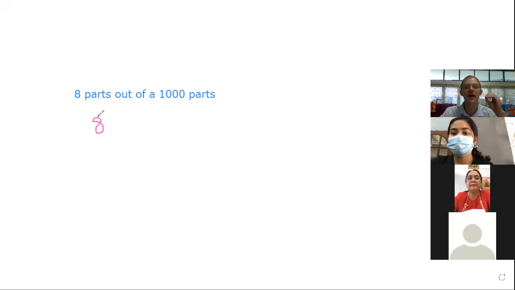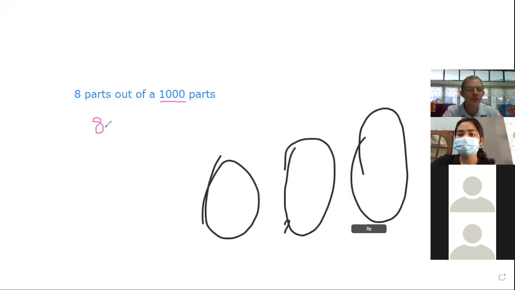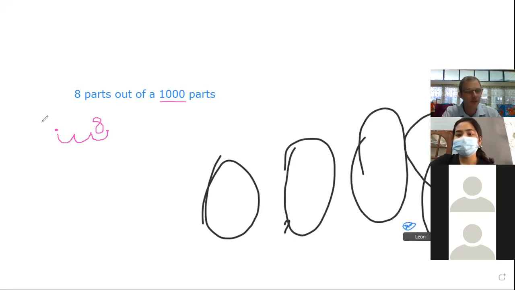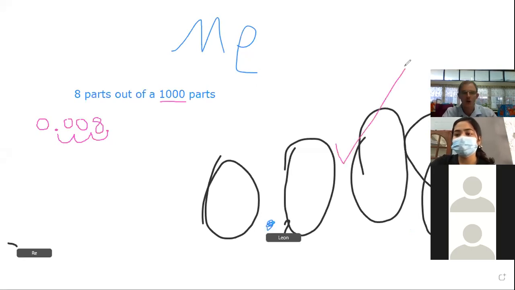How many zeros does 1,000 have? Who can tell me? Anyone? How many zeros? 3. Yes, very good. It has 3 zeros. So we start from the one side and move 1, 2, 3 and put our decimal point here. And we fill in the gaps with zeros. So 8 parts of 1,000 equals 0.008. Yes, this one here is correct.